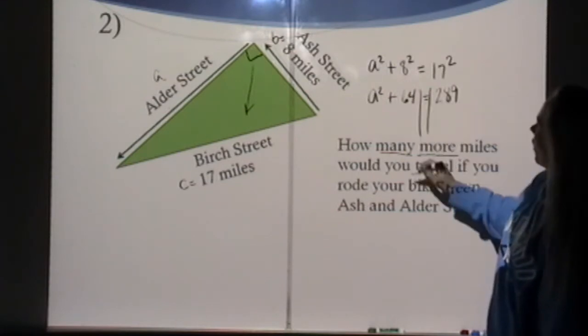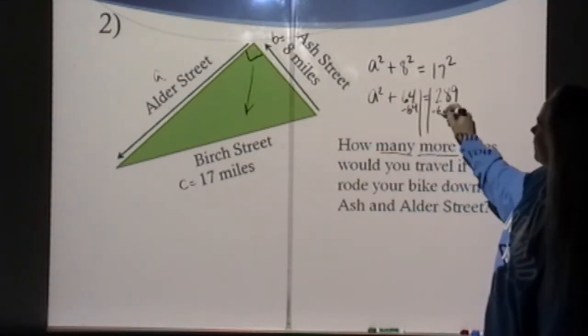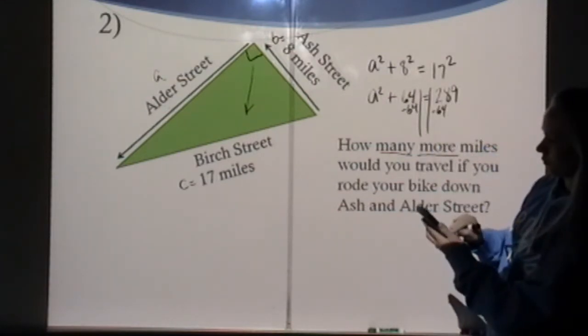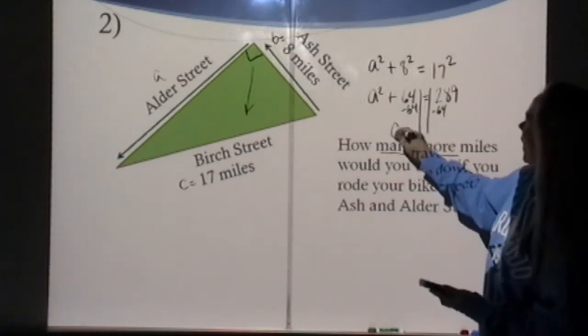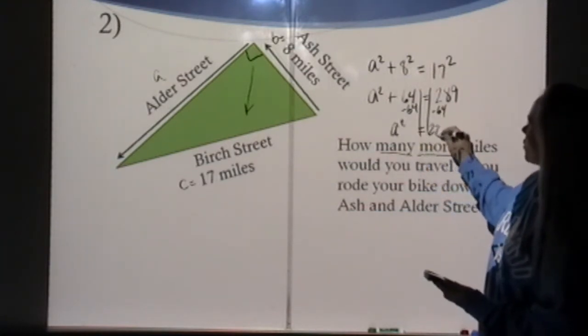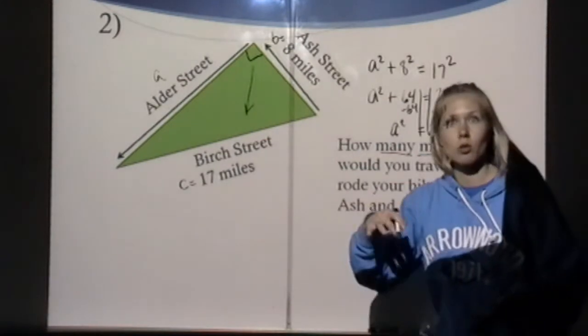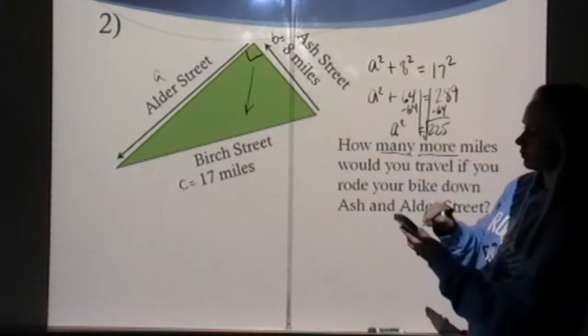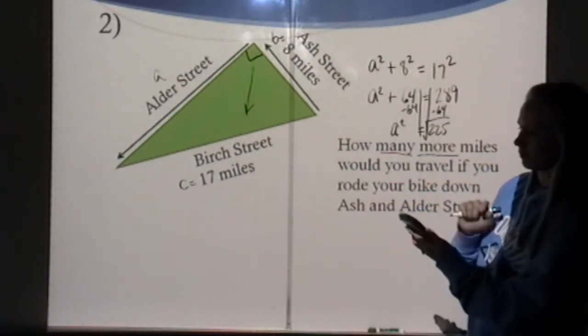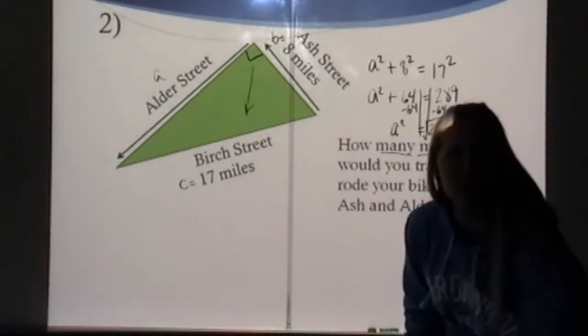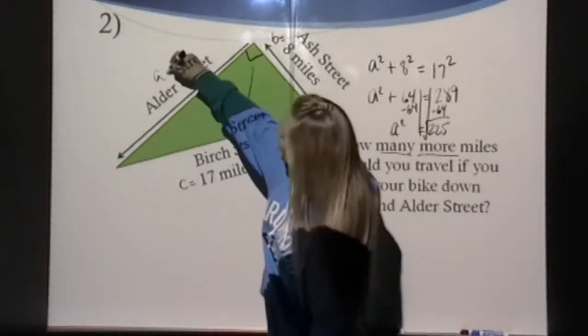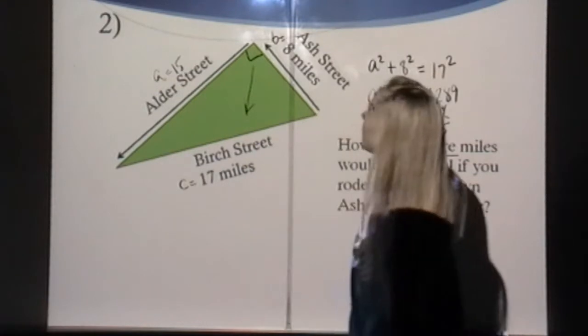So now I have my equation here. Take away 64. A squared is equal to 225, and of course I need the square root. Your calculator probably said 15 as well. So this right here is 15 miles.